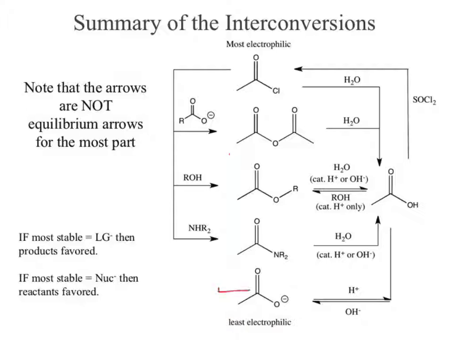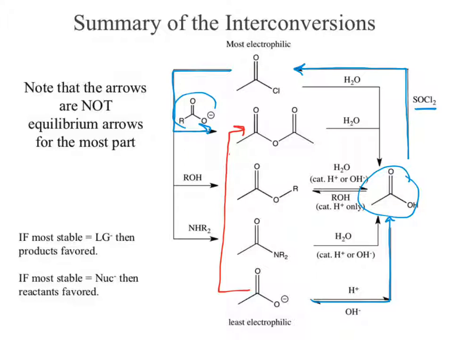To go from the carboxylate to the anhydride, what do you have to do? Okay, well, that red arrow is my goal. I could add an acid. If I add an acid, what do I become? A carboxylic acid. Now what can I do once I have the carboxylic acid? I could use thionyl chloride to make an acyl chloride. Once I have the acyl chloride, what can I do? I can react the initial starting species to make the anhydride.